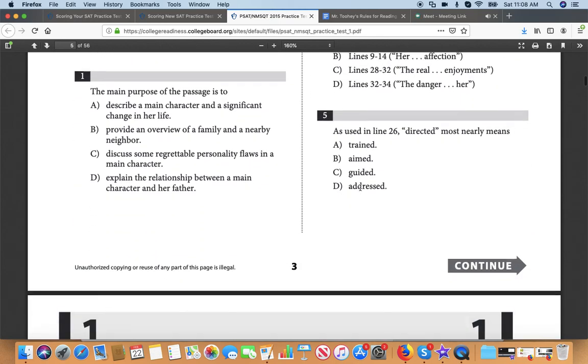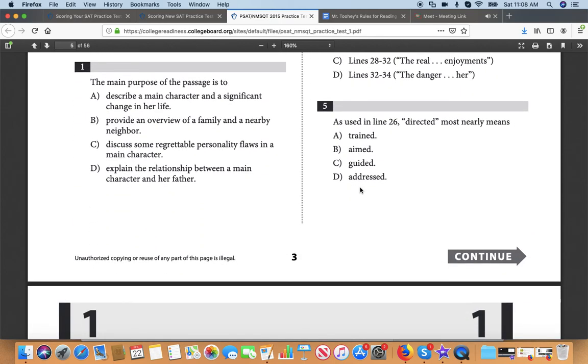Go ahead and read it for me, please. As used in line 26, directed most nearly means. Okay, now I'm going to stop you real quick. Notice it doesn't just say directed most nearly means. I mean, it does say it, but that's not all it says. It says as used in line 26. So we're not just looking for a synonym for directed. We're looking for the meaning of the word directed in line 26. So what you have to do here, Kate, this is very, very important.